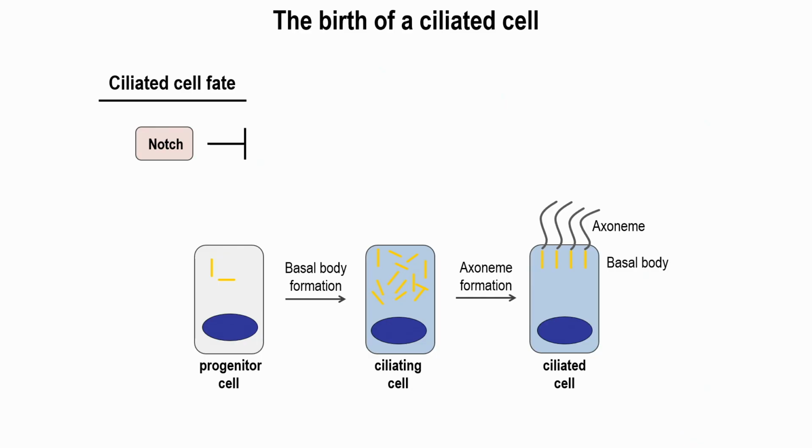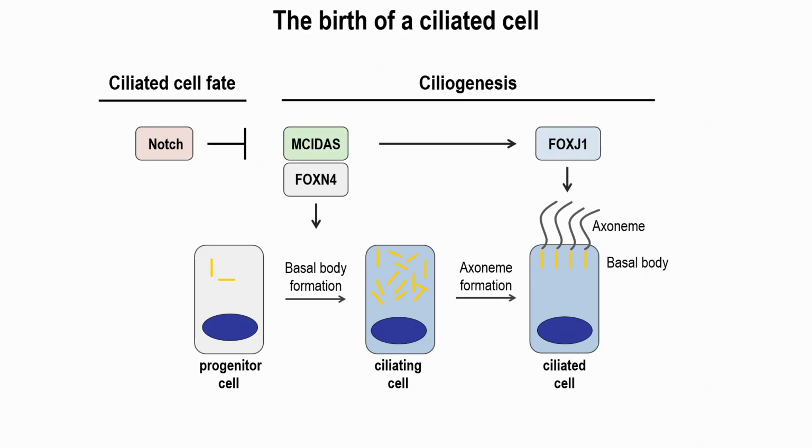So ciliated cell fate, so developmental pathways like Notch and Wnt signaling, as well as ciliogenesis, where ciliated cell specific transcription factors are turned on, and they impact all the steps of ciliogenesis. So you have some early ones, MCIDAS and FOXN4, that are involved in basal body formation, trafficking to and docking to the apical surface, and then FOXJ1, where we are seeing these axoneme formations.